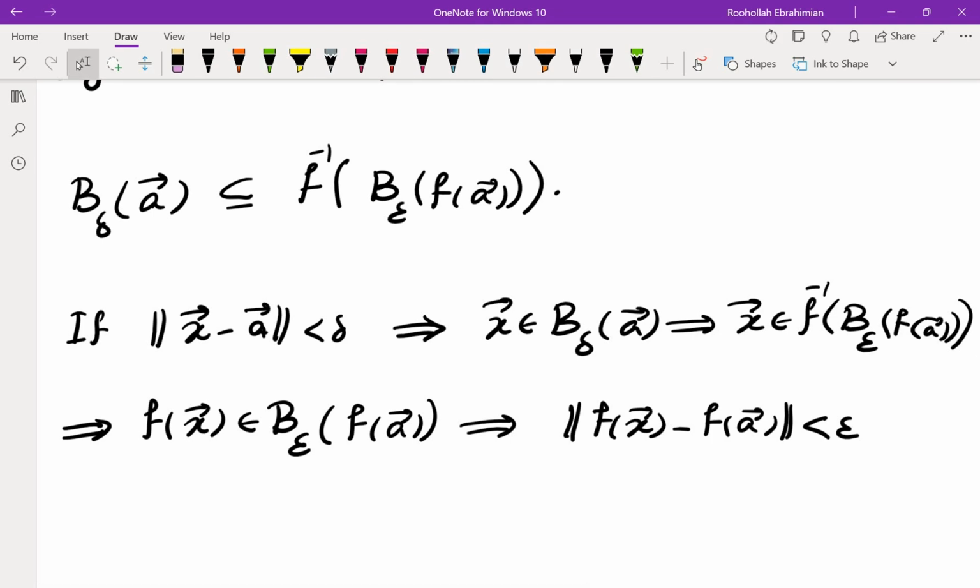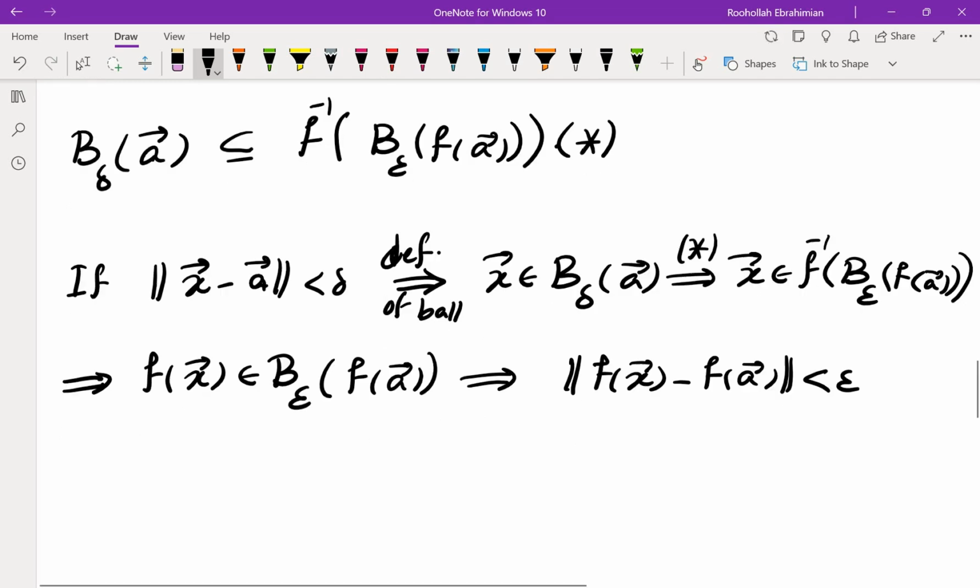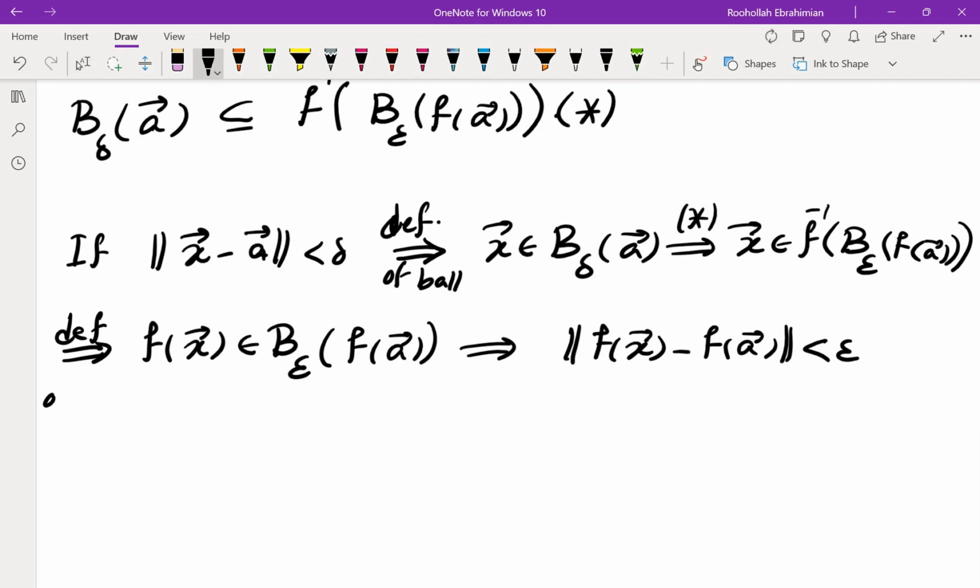So let's see how we got to this. This is the definition of ball. This one is because of this inclusion that I have here, if I call this a star, I'm using that. This one is the definition of inverse image. And finally, this is the definition of ball.